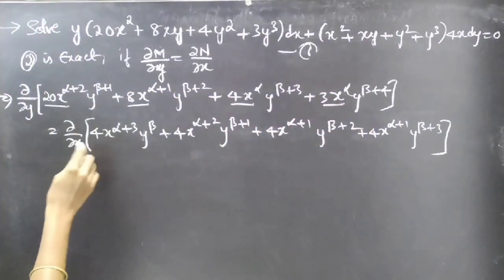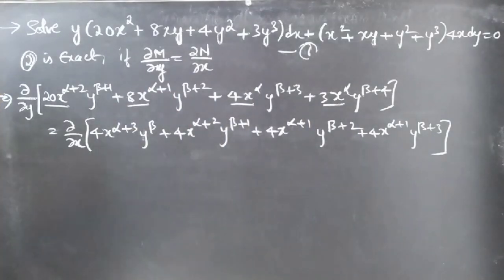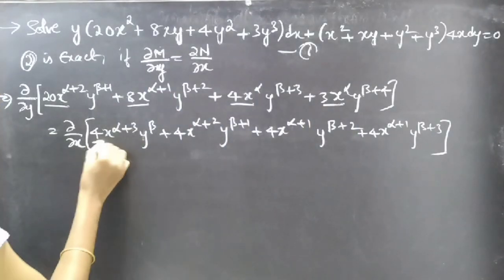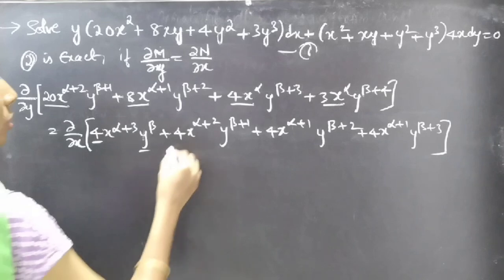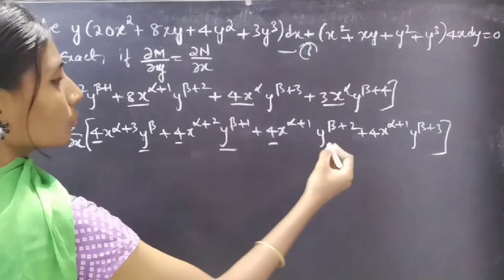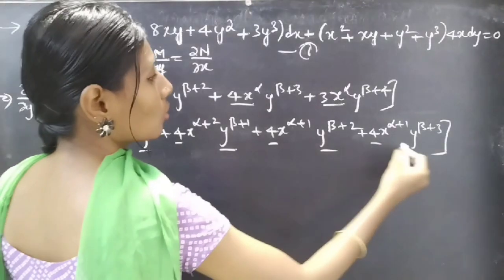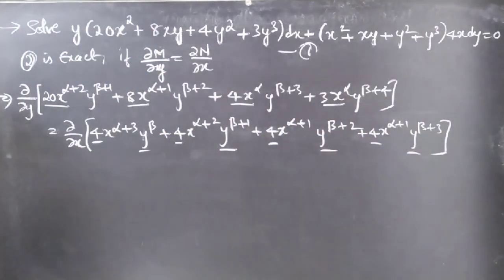Likewise in the RHS we need to partially differentiate all the terms with respect to x. So we'll treat y as constant. In the first term 4y^β is constant. In the second term 4y^(β+1) is constant. In the third term 4y^(β+2) is constant. In the last term 4y^(β+3) is constant, right?